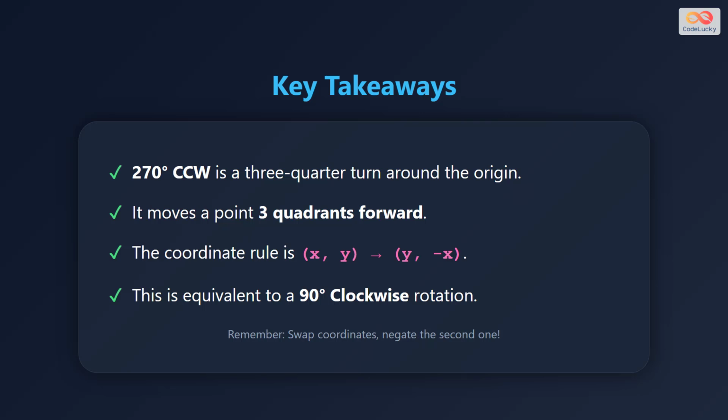To wrap up, remember that a 270-degree counterclockwise rotation is a 3/4 turn. The key to solving these problems is to swap the coordinates first, then change the sign of the second number.